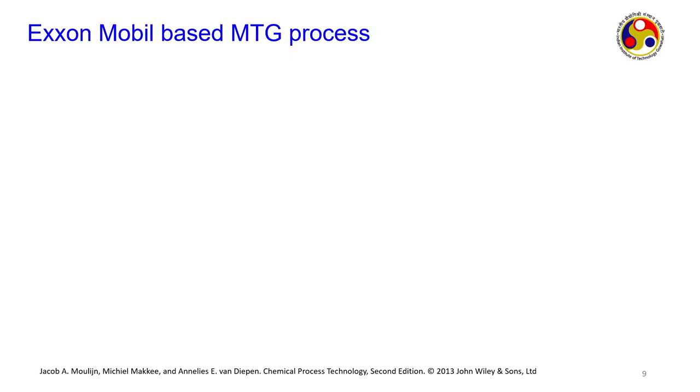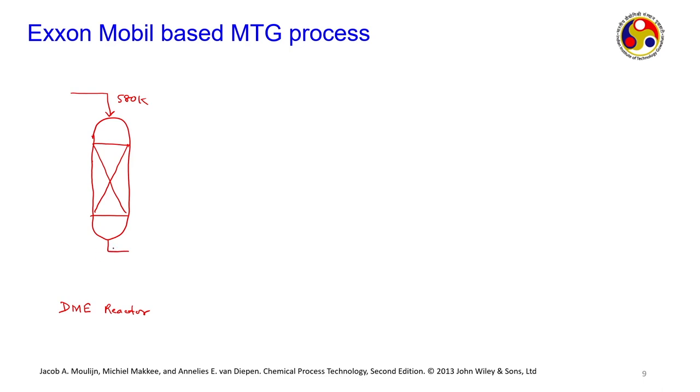So let us see the process. So now what you would have in the process is three parts. You have the first, the DME reactor. So this is the DME reactor. So you have the reactor bed here. Okay. So this I will label as DME reactor, dimethyl ether reactor. So a feed enters at around the temperature of 590 Kelvin, or close to 580 Kelvin, and because of the exothermicity, it comes out at close to 690 Kelvin.